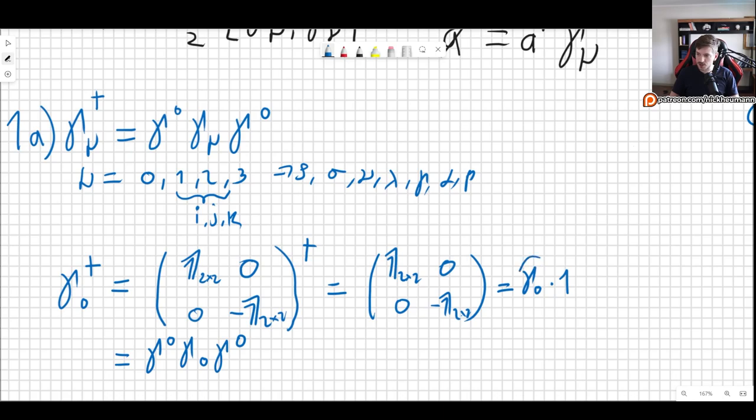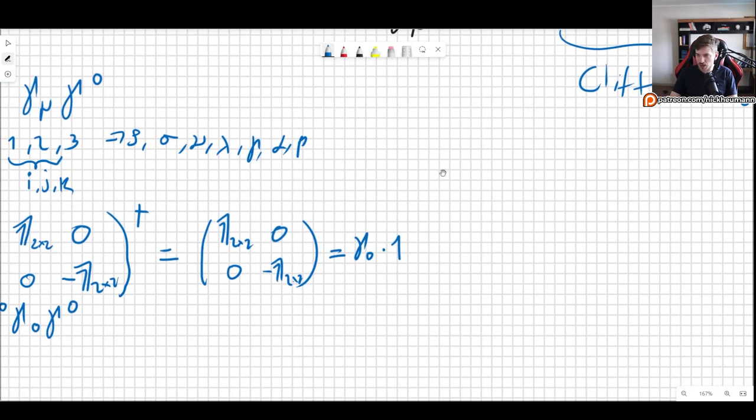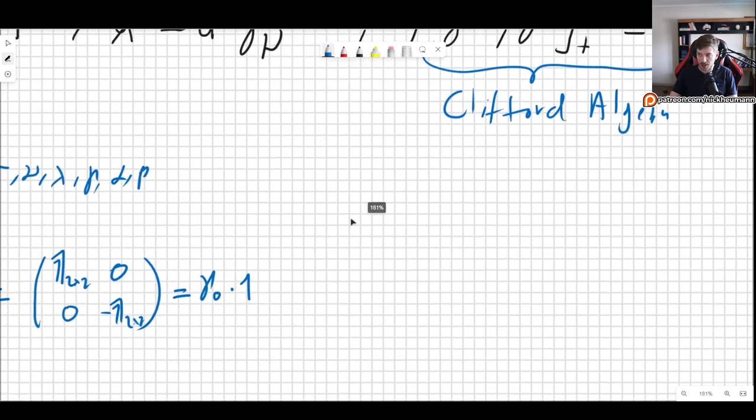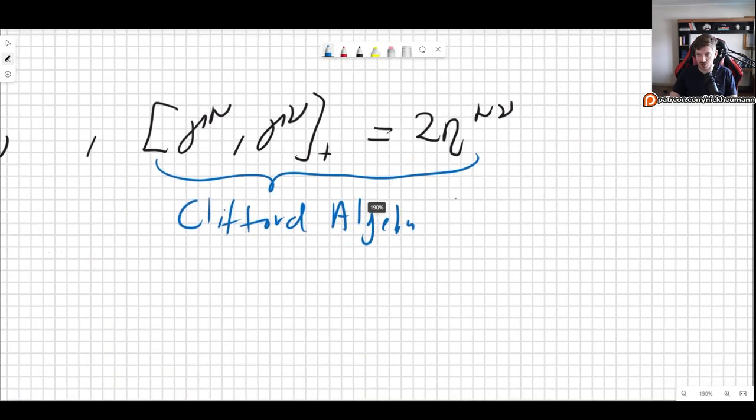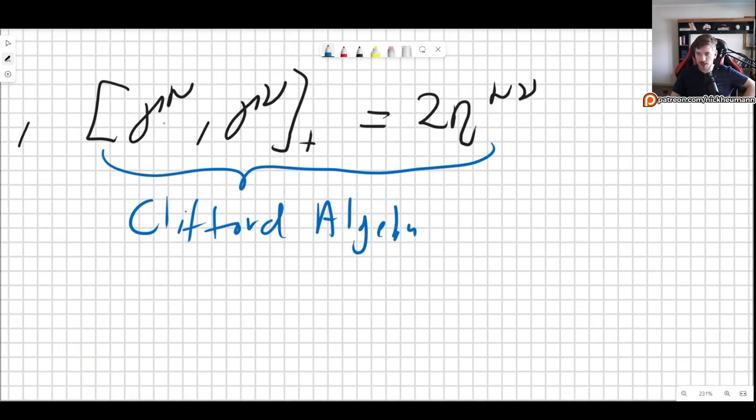So far we got this gamma zero, but we haven't really gotten anywhere else there. Okay, so how can we continue? Well, I multiply by one. Why? Because of the Clifford algebra. So let's go to the Clifford algebra and plug in mu and nu equal to zero.